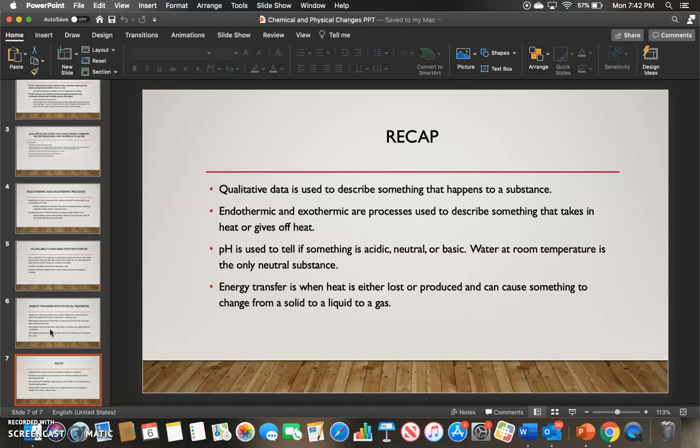Energy transfer is when heat is either lost or produced and can cause something to change from a solid to a liquid or to a gas.